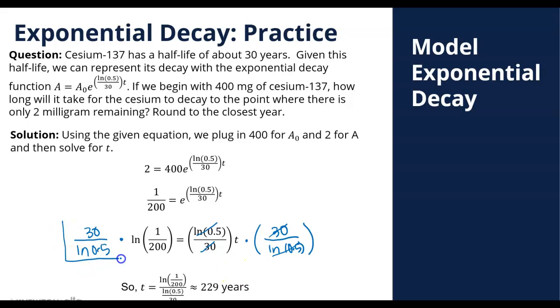And this whole expression here is what you will use to input to your calculator to solve for t. That is also the same as dividing this expression here by the coefficient of t, which is actually what you see in here. So t, and then plug this into your calculator, gives you 229 years.